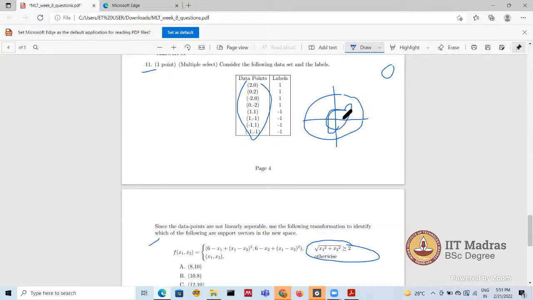Yes, within the circle they are left as they are. Outside the circle they are moved outside.